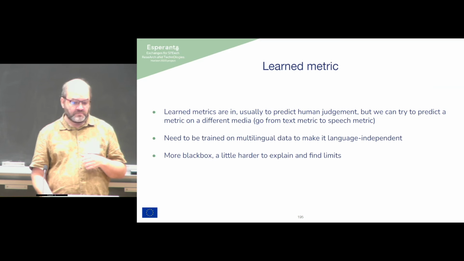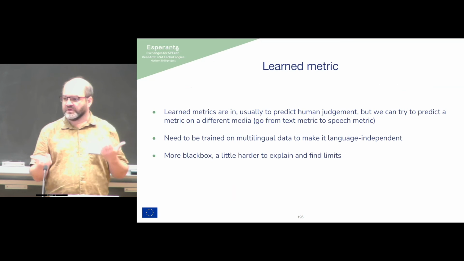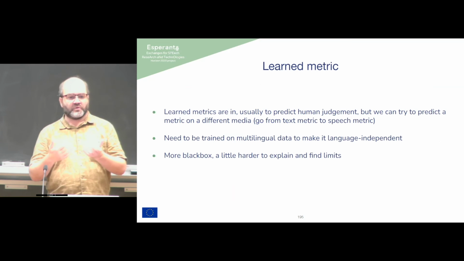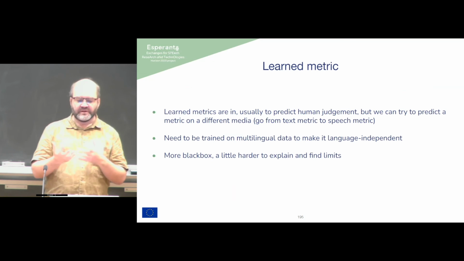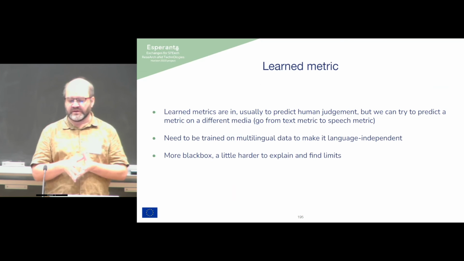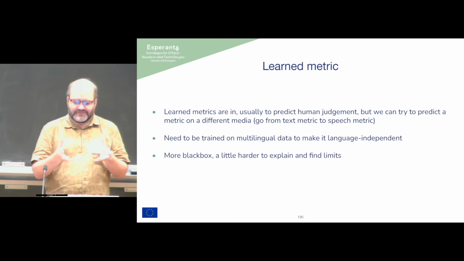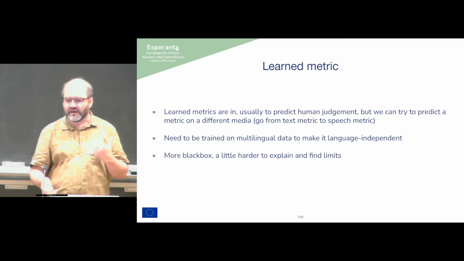And why do that? Because, well, learned metrics are more and more present in the literature, often to predict human judgment because humans are expensive, but why not try to port a metric from one medium to another? The difficulty is that this probably needs to be trained on multilingual data to actually be language independent. And it's a lot more black box, so it's a lot harder to explain the results, to know where the limits are, because you can't really analyze what's going on, you just have numbers.